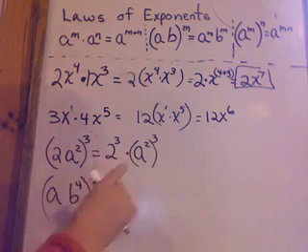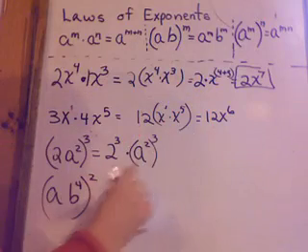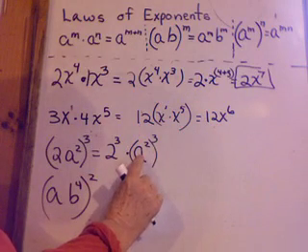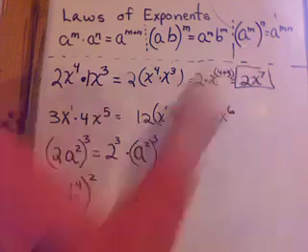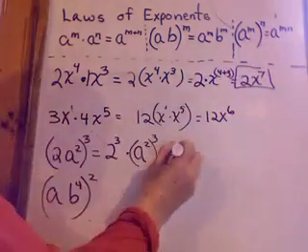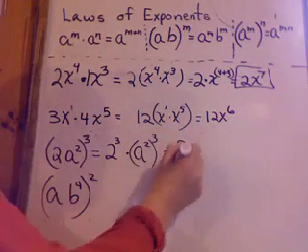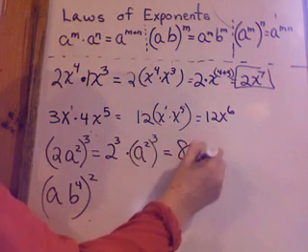Now this one is a combination of that last rule and the second rule. This one is now a power to a power. What's the rule for power to a power? What do I do with these two numbers? mn means multiply. So now I have 2 to the 3rd, which is 8, and then a to the, what's 2 times 3? A to the 6th.